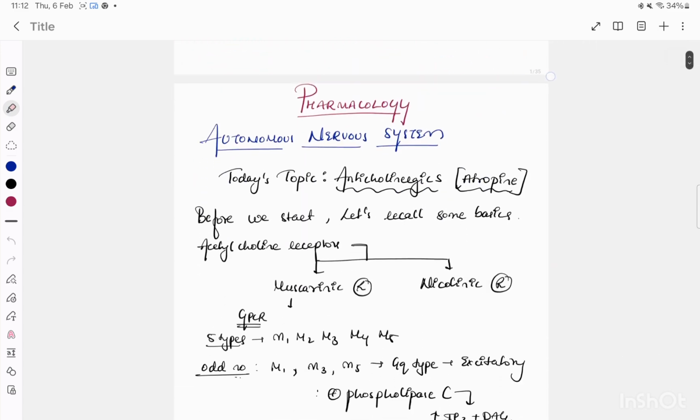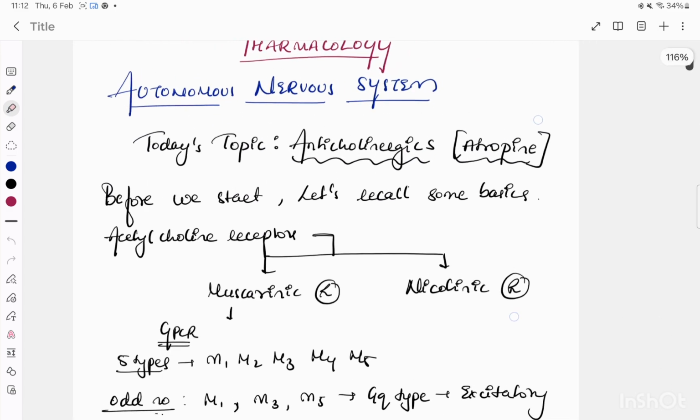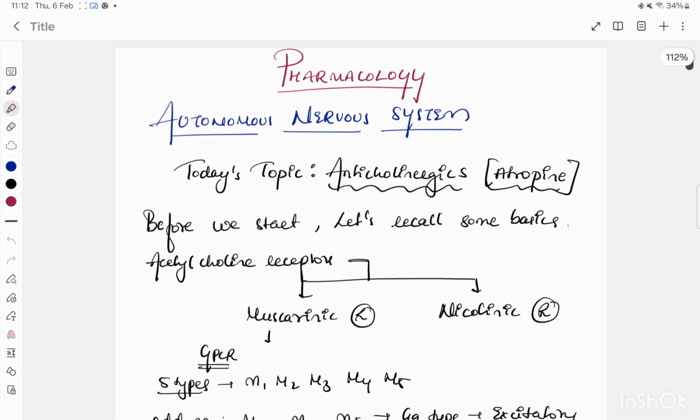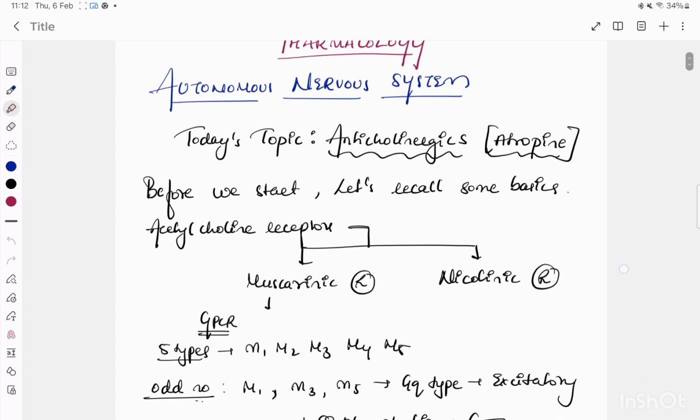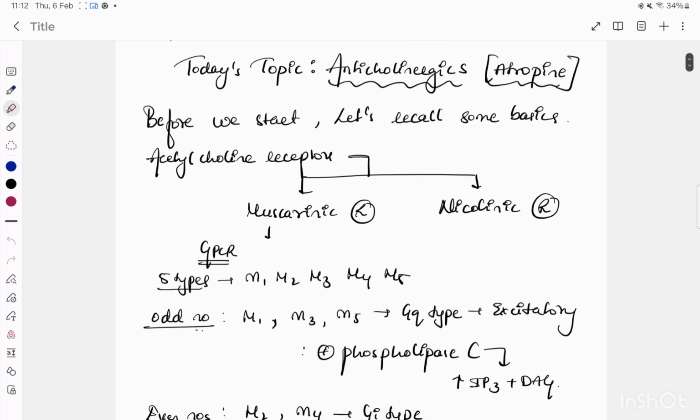But before starting anticholinergic drugs, I just want all of you to recall some of the basics that we have already learned or which you already know. So, acetylcholine receptors. Let us recall some of the basics. Acetylcholine receptors, we have two types. We have muscarinic receptors and we have nicotinic receptors.